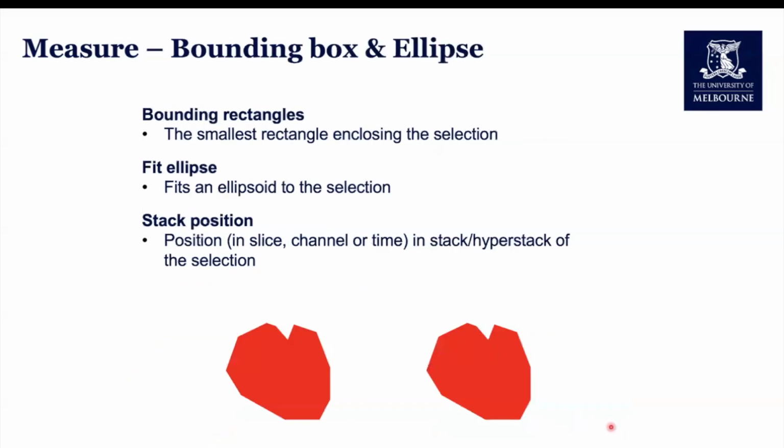We mentioned already about ellipse fitting and bounding boxes. So the bounding rectangle up here fits the smallest rectangle into your selection. We can also fit an ellipsoid. And similarly, we can read out the position within a stack. So whether it's time, or channels, or a Z stack, that can be read out as well.